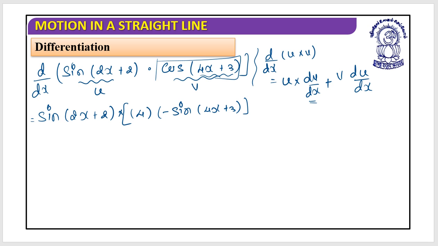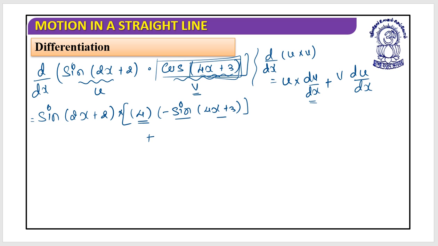Are you clear with this, or shall I repeat? Look, I need to differentiate this. So when I write cos of 4x plus 3, I need to differentiate this with the help of the chain rule. When I differentiate 4x plus 3, I get the answer 4. That needs to be multiplied by the differentiation of cos of 4x plus 3, which is minus sine 4x plus 3. Yes, okay.